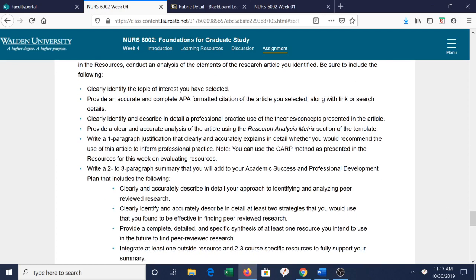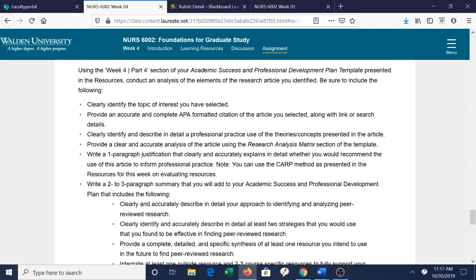Be sure that you clearly identify the topic of interest that you've selected. Now, this is not the title of the article, it's the topic that you searched to find the article. So make sure you're looking at what you searched, the topic that you searched, to find the article that you're talking about. All right, and then describe that professional practice use of the theories and concepts. The concepts, those are the things that they studied primarily. So they may have studied infection rates in central lines. How are you going to apply that information to your practice? The bottom line is, what are you going to do with it in practice?